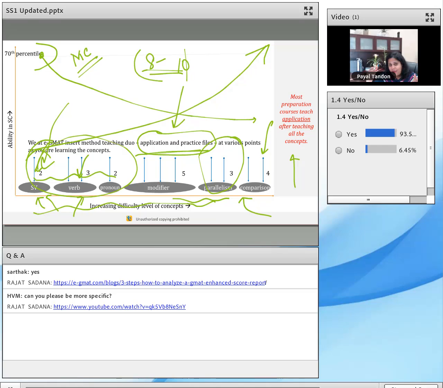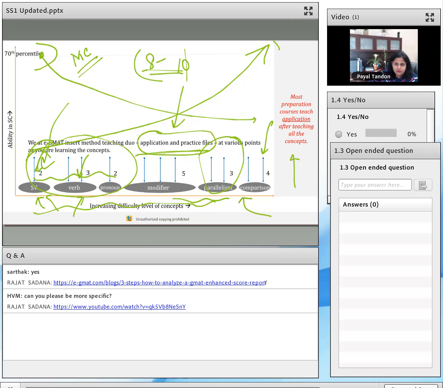So again, don't expect miracles to happen, but definitely by the time you finish the course, your time to answer questions will have come down if you're doing the course the right way, if you're implementing the feedback the right way, and your ability will definitely be at the 70th percentile level at least. Okay, and then you move on to Scholaranium to further refine your ability, to improve your ability to that 90th percentile. Okay, does this make sense? Any questions about this before I go further?